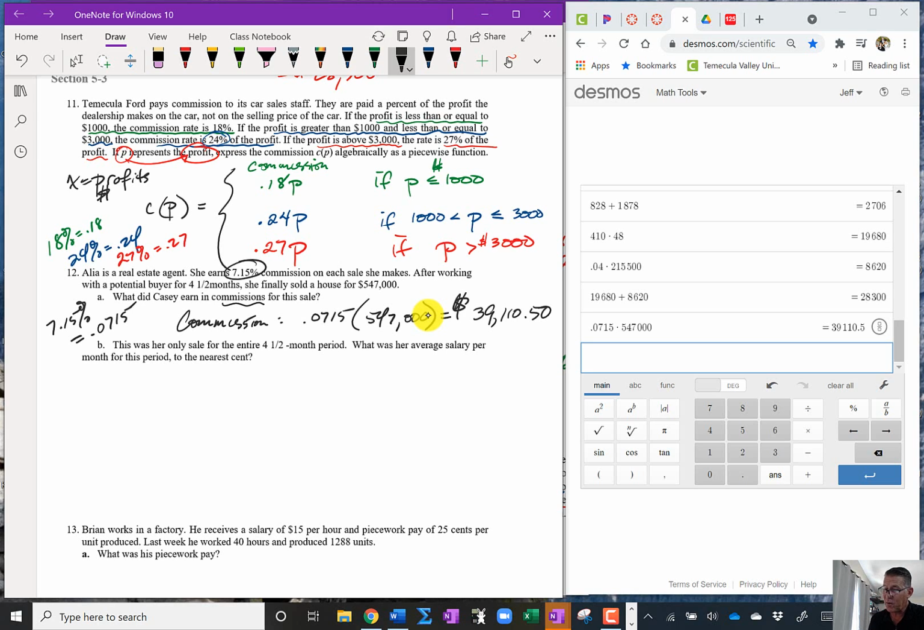So you got to find the average. Got to take $39,110.50 divided by the number of months, which is 4.5 months. So let's take $39,110.50, divide that by 4.5 months. And so she's basically making, all right, $8,691.22 per month. And that, my friends, is very respectable.